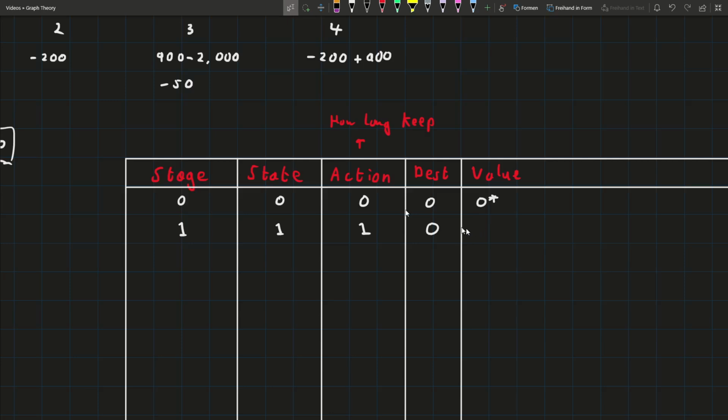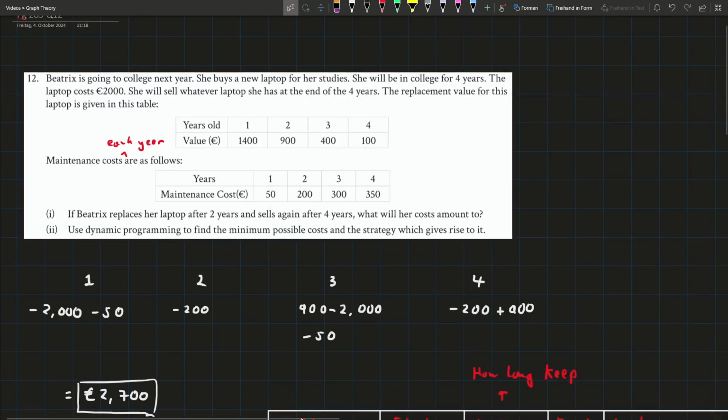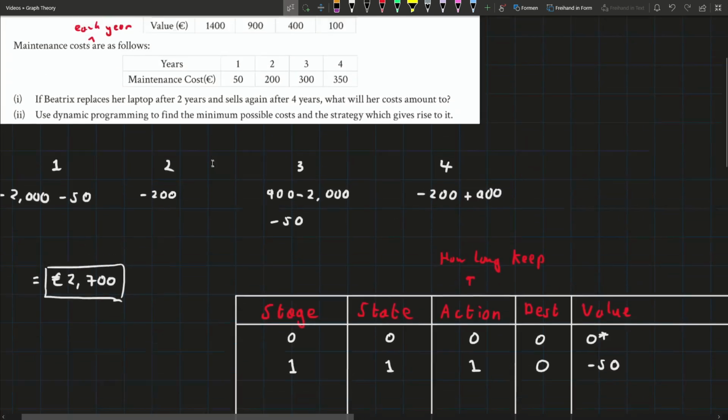So what we'll say is we haven't bought it. We have the laptop and we're going to keep it for a year. So if we keep it for a year, it's going to cost 50. So we're going to put that in as a minus 50. So we're keeping it for 1 year, so it's costing us minus 50.